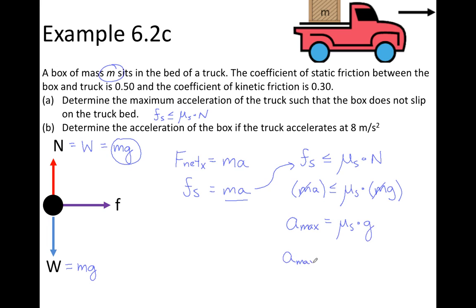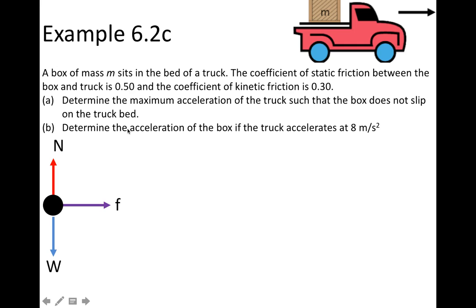And we have both of those values. Mu s is 0.5. G has a value of 10 meters per second squared. And so the maximum value of the acceleration such that the box does not slip is 5 meters per second squared, which is why in part B, when the truck accelerates at 8 meters per second squared, the form of friction that we're going to have is going to be kinetic. I'm going to need a little bit more room, so I'm going to go to a new slide to do part B.